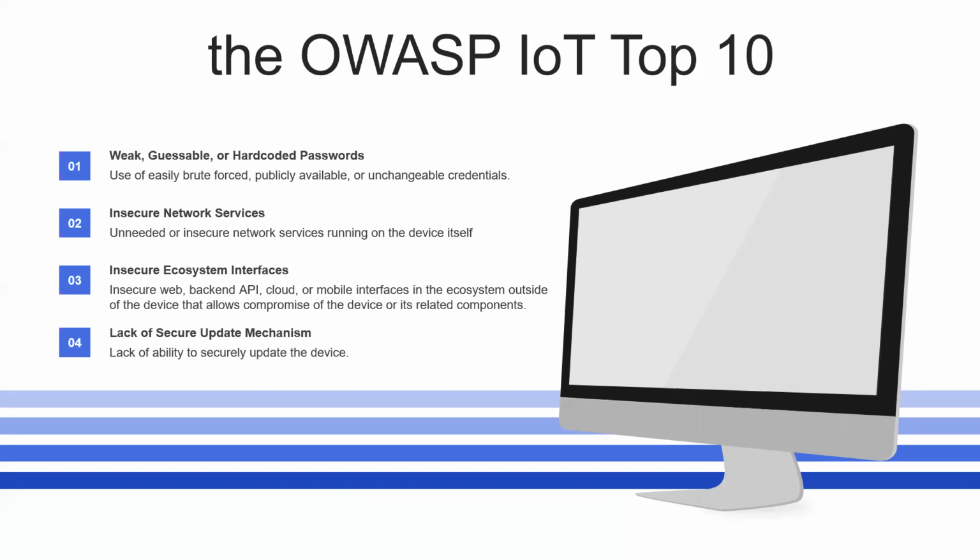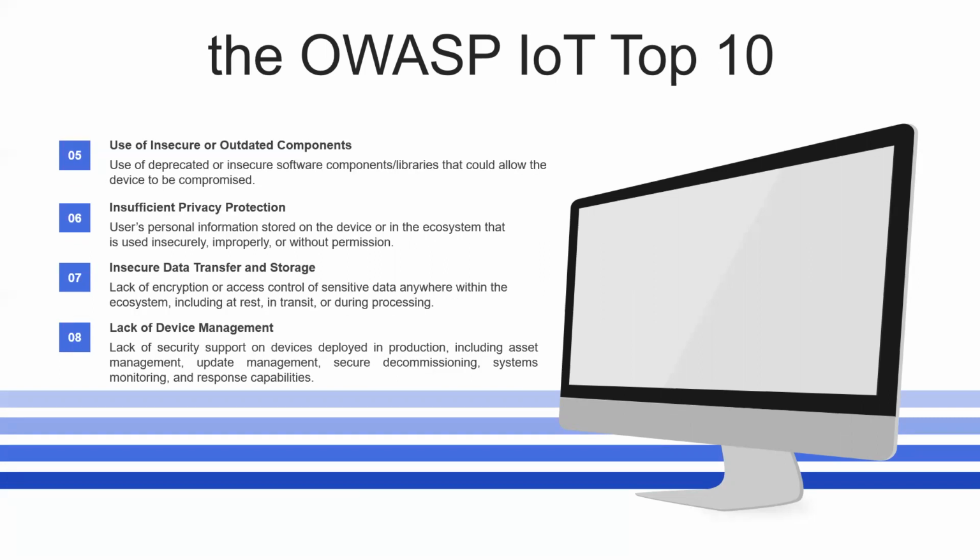Third point is insecure ecosystem interfaces: insecure web backend, API, cloud, or mobile interfaces in the ecosystem outside of the device that allow compromise of the device or its related components. Fourth point is lack of secure update mechanism: lack of ability to securely update the device.